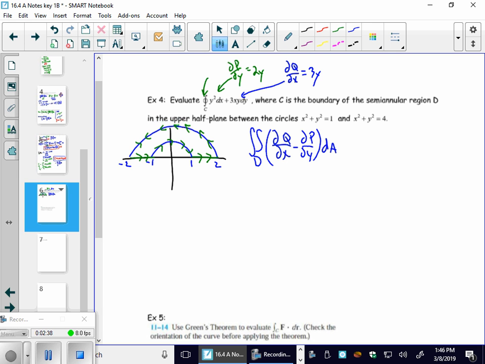Okay, so these are circular, so there's absolutely no reason not to go with polar here. So when I set up my double integral, let's see, r is going to go from 1 to 2, and theta is going to go, it looks like, from 0 to pi. Doesn't go all the way around this time.